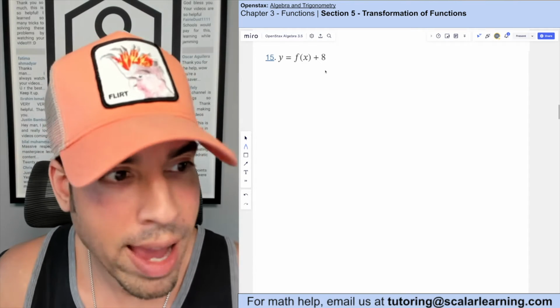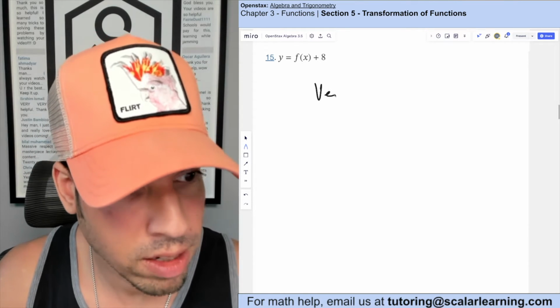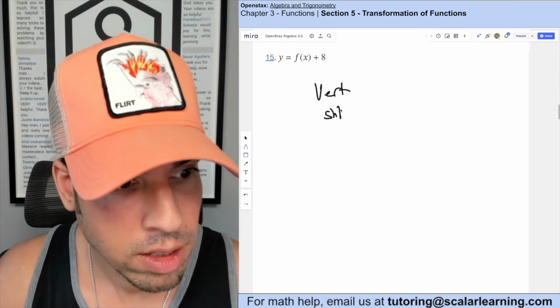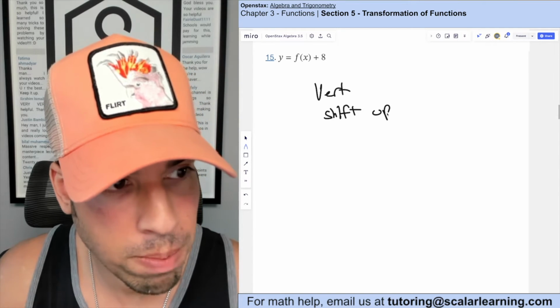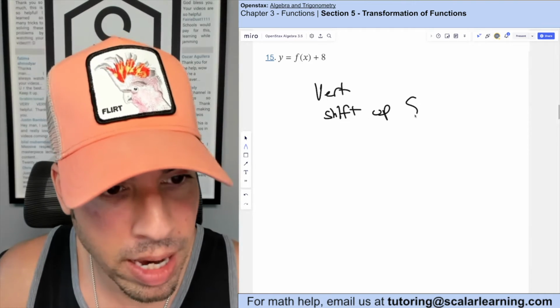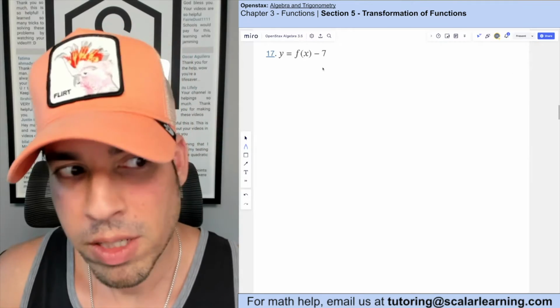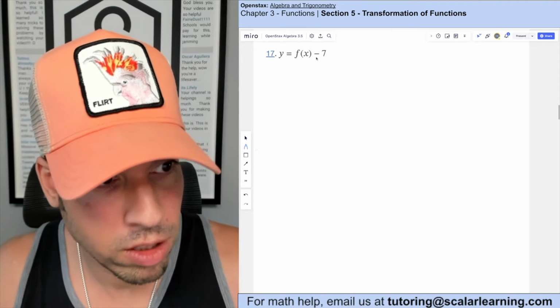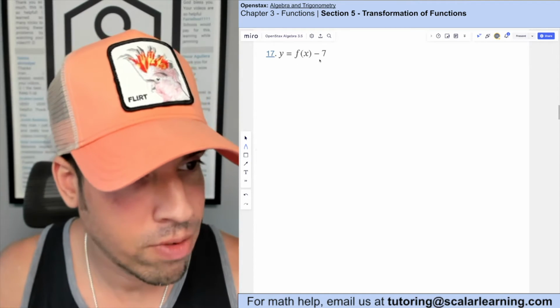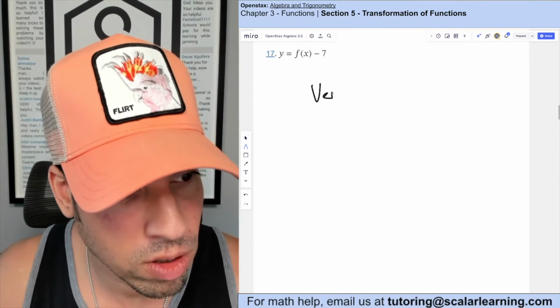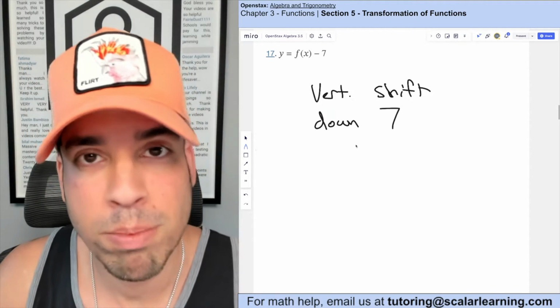For number 15, we're adding 8 to the entire function. That is a vertical shift, and this is a vertical shift up because it's a plus, going up by 8 units, boom, done. For number 17, this is a vertical shift because we're applying a constant to the entire function. Since it's minus, it's down, and it's a vertical shift down by 7, boom, done.